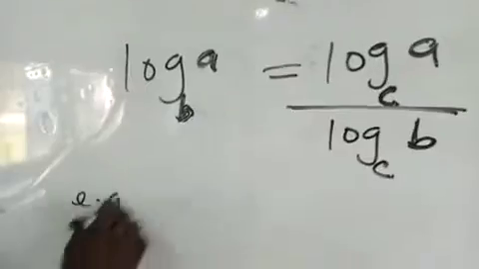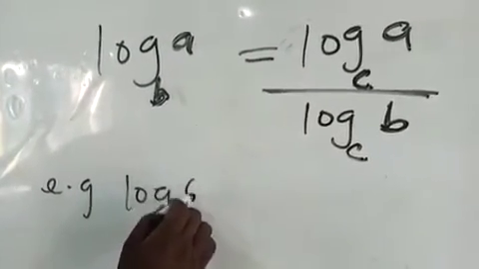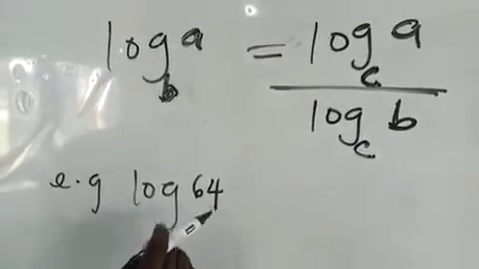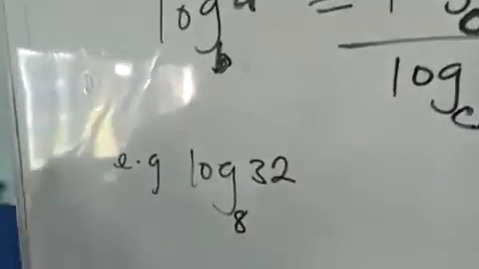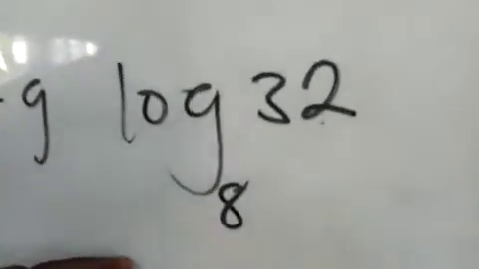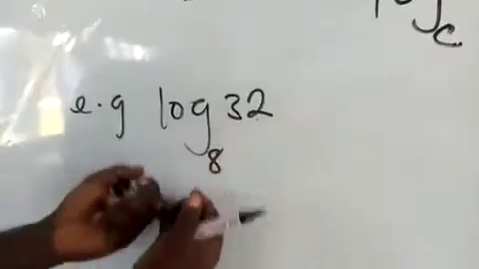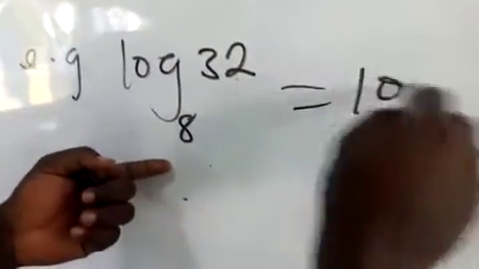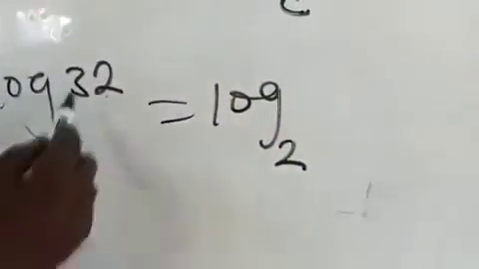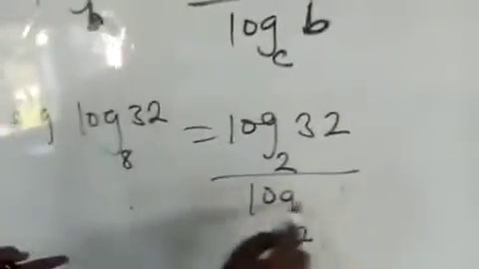For instance, what do I mean by that? Let's say we have log 32 base 8. Now look at this 8 and 32. There's no way I can say 8 raised to the power something to give me 32. So 8 and 32, they are not really going together. So I need a common base that will go for 32 and 8. So I can use log to base 2 as my common base, that is for 32, and also log to base 2 for 8.